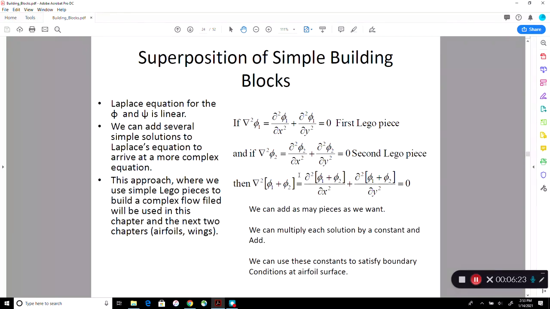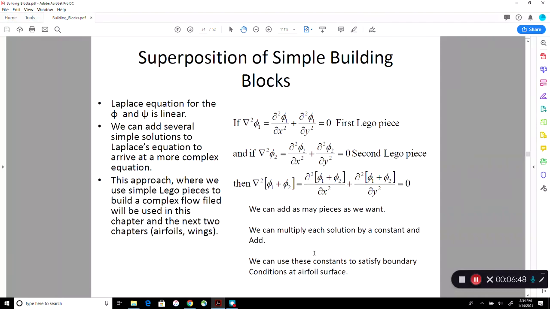It's like a Lego puzzle where we take several Lego pieces. Each one doesn't make sense by itself, but when you snap them together, something meaningful emerges. By the way, we can also multiply phi1 by a constant A and phi2 by a constant B. The constants will come out of the expression, and Laplace's equation would still be satisfied.